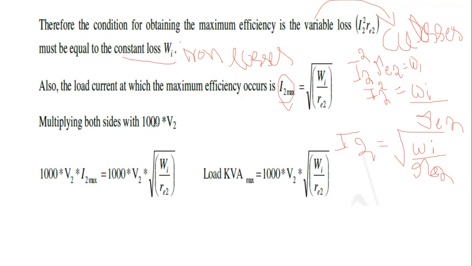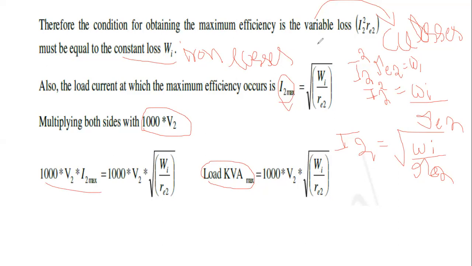Multiplying both sides by 1000 V2: 1000 V2 into I2 max is equal to 1000 V2 into the square root of Wi by R2. Therefore, 1000 V2 I2 is the load KVA, where 1000 means K, V2 is the volts and I2 is the amps. Therefore, the maximum load KVA is equal to 1000 into V2 into the square root of Wi by R2.